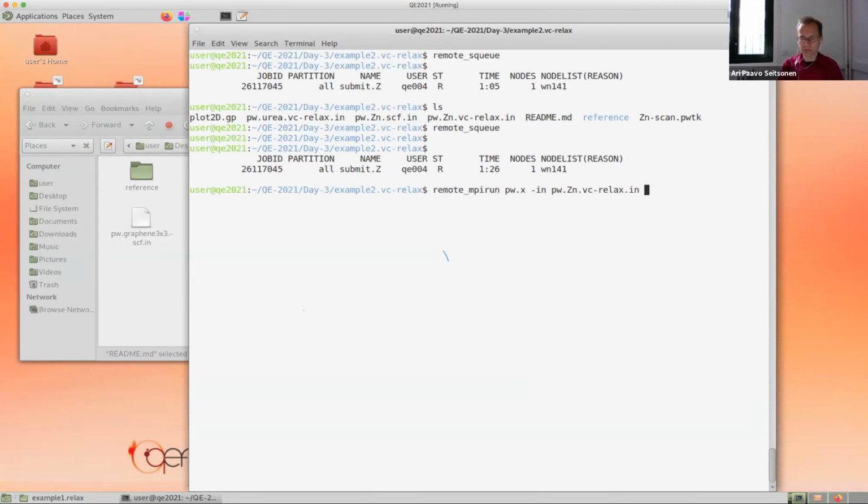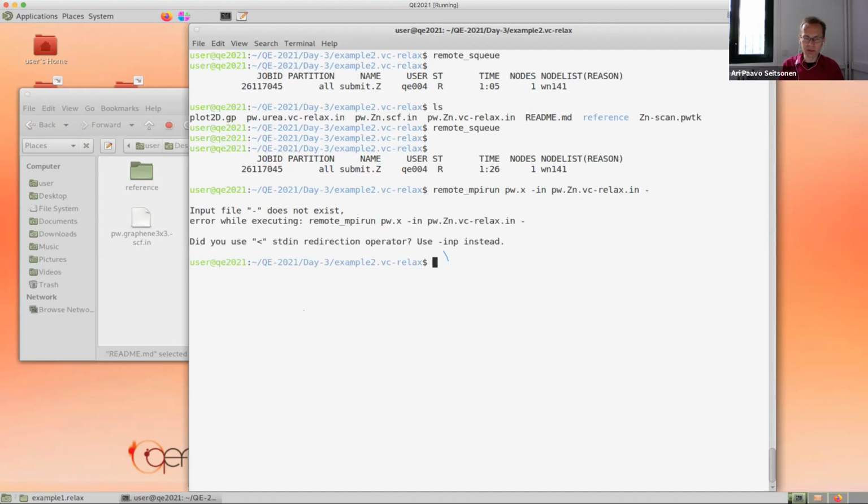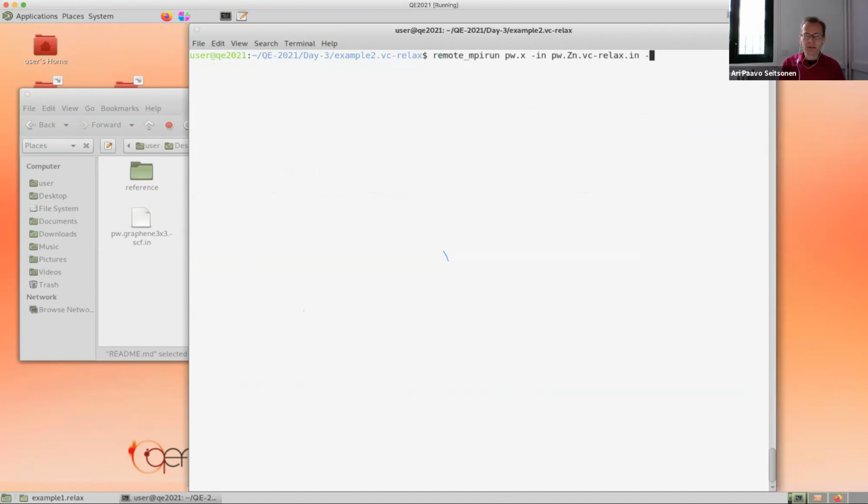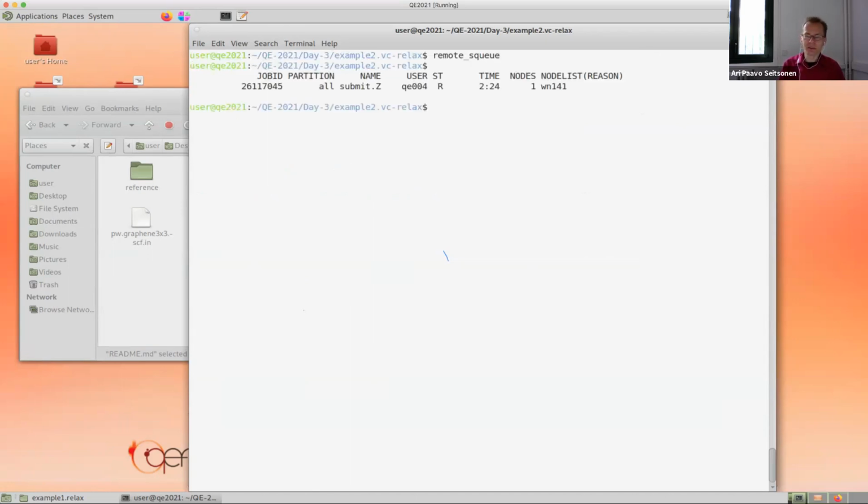So this is now executing directly with MPI run, the executable pw.x, and the input file is this zinc with VC relax. This you can submit. I prefer that you submit it only when. Sorry, I didn't do this. I just put this so that I remember. So let's check the queue. It's still running. It's taking more time than I remember.